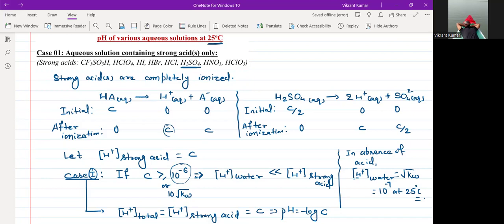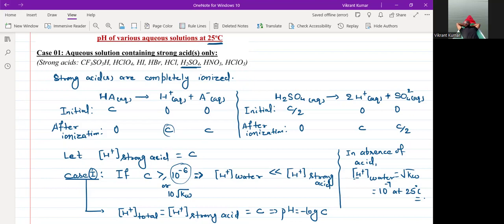Now, if I want to neglect that number which is below 10 raised to minus 7 to be on the safer side, definitely अगर मेरे पास कोई नंबर 10 raised to minus 6 से ऊपर है तो definitely 10 times से ज्यादा नंबर है ना. And that's why if I'm saying कि what H plus from strong acid अगर वो 10 raised to minus 6 से ज्यादा है तो water का H plus जो है उसको तो definitely ignore कर सकते हैं अभी, है ना.